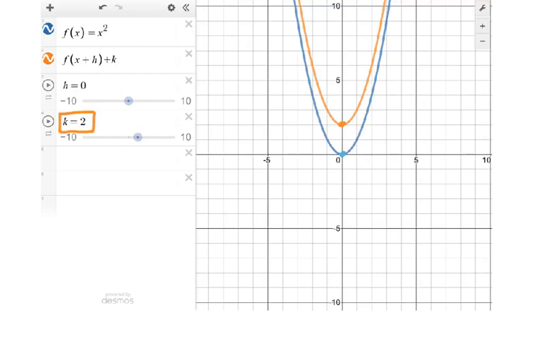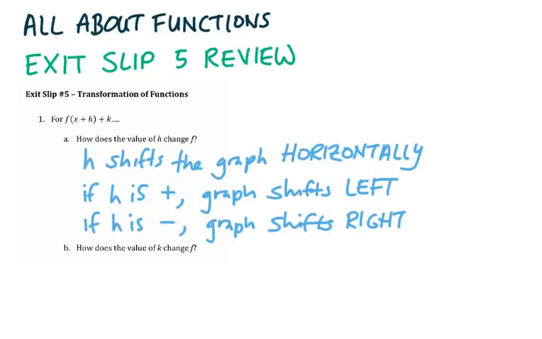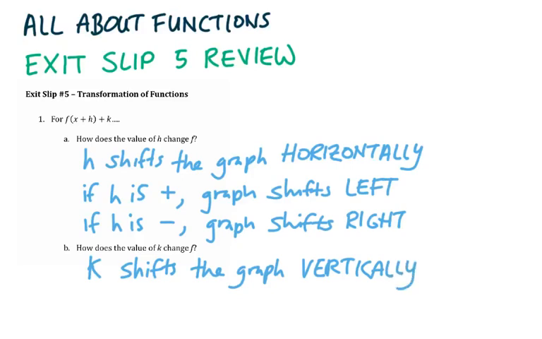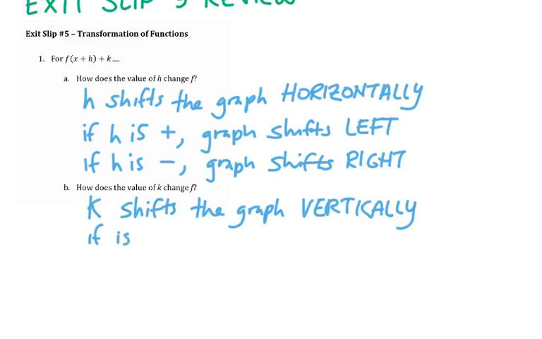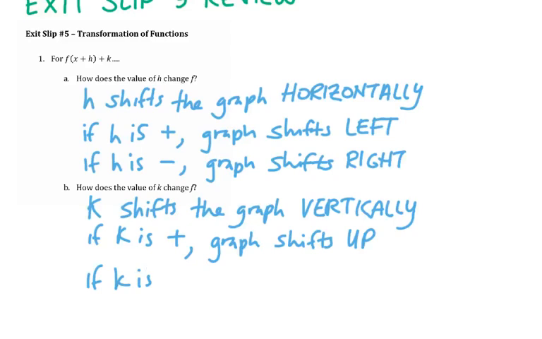So we'll just summarize that and call it good. The value of k shifts the graph vertically. That would be kind of the basic overview, and then we'll break that down a little bit more like we did with h. So specifically, if k is positive, then the graph shifts up. And then if k is negative, the graph will shift down.